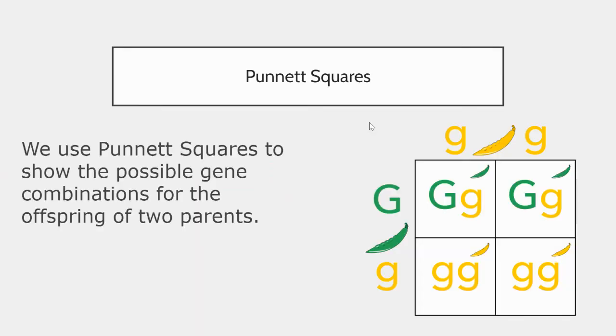The last vocab word to think about is punnett squares, and we will talk about punnett squares in the next video, but you might have seen these types of squares before with letters in them, and they help us show the possible combinations of genes for any offspring of two parents.